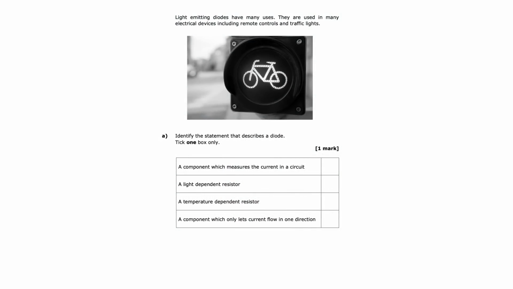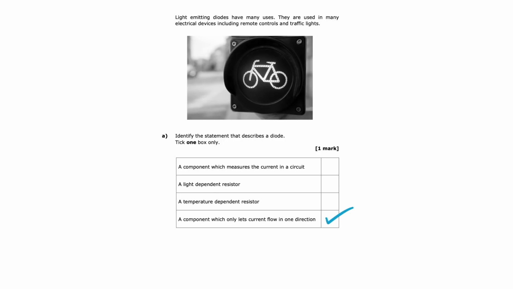Light-emitting diodes have many uses. They're used in many electrical devices, including remote controls and traffic lights. Here we're asked to identify the statement that describes a diode. And this really is just going to test that we know what they are, okay? So we should know that a diode is a component which only lets current flow in one direction. So if you didn't know that, stop the video for a minute and make a note of that now.